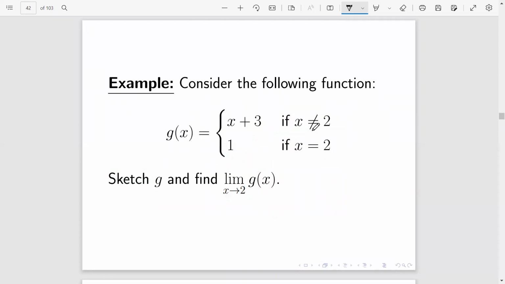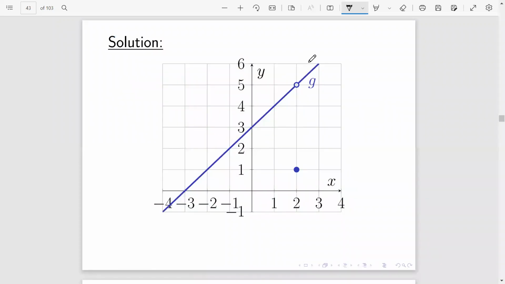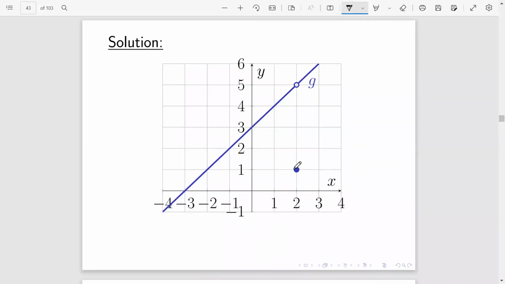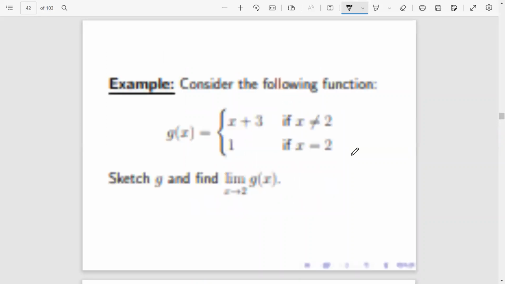As you can see, remember that the domain here is from negative infinity to 2, union from 2 to infinity. So on this domain, the function will be defined by this straight line, x plus 3. As you can see, this is the straight line. But remember that here we said it's not defined at 2, but at 2, the function is 1. So that's why we have this dot here. The y value is 1 when x is 2. So this is the g of x that we are given here.